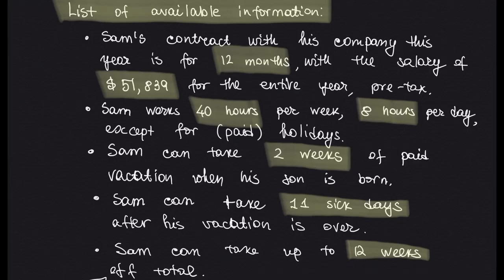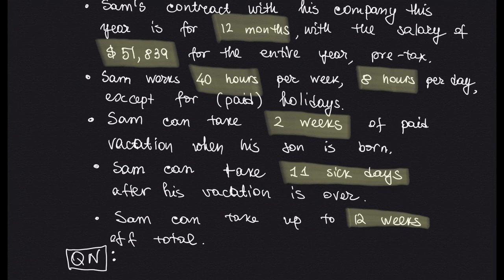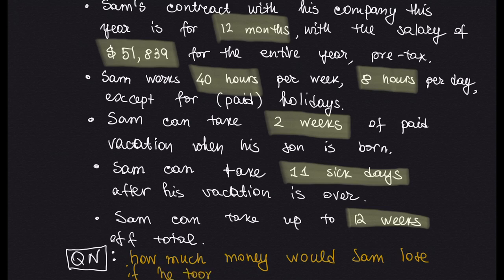So now that we have listed all of this information, let us see what is the mathematical question that Sam needs to answer for himself to be able to make a decision about whether or not he wants to take the leave. So the question here would be, and we already mentioned it before, how much would Sam lose if he took 12 weeks off?